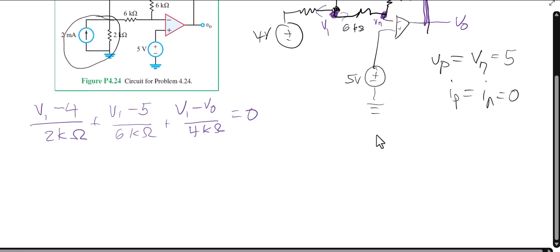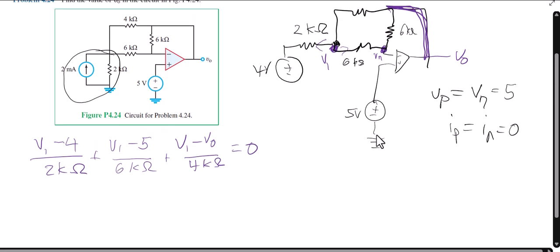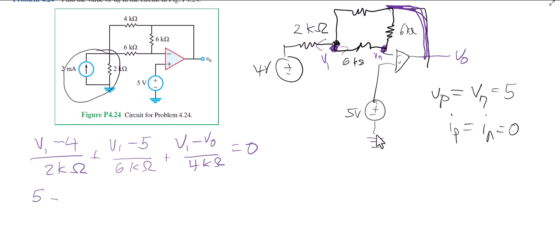And now I'll do the Vn node, but I'll just call it 5 because I know it's 5. So 5 minus V1 over 6 kilo ohms plus 5 minus V out, this is going up, over 6 kilo ohms equals 0.